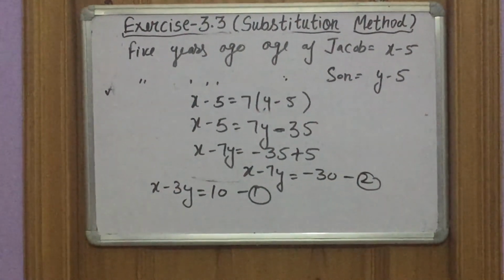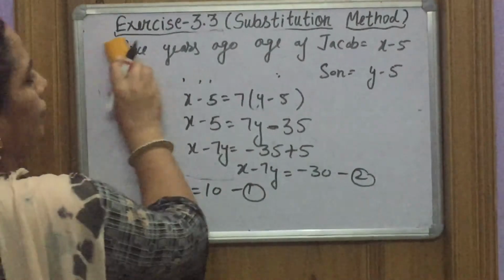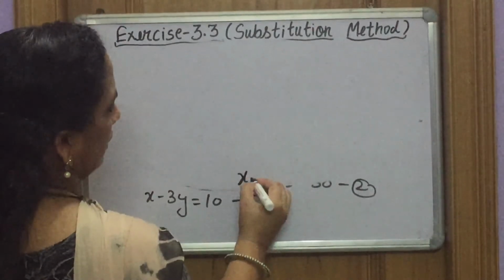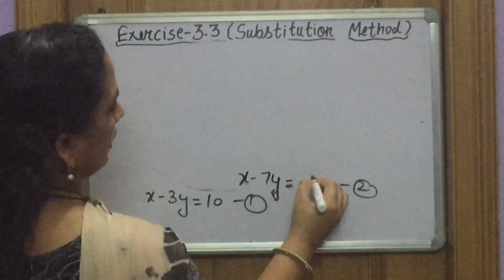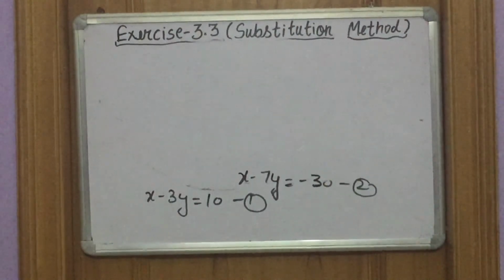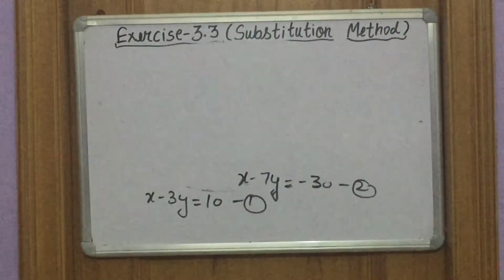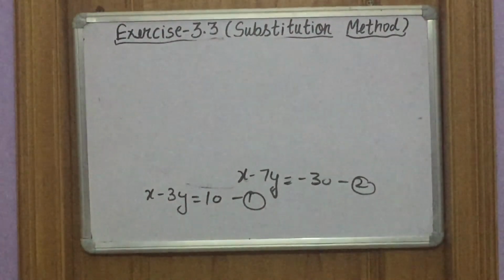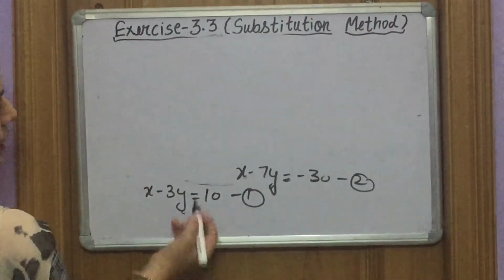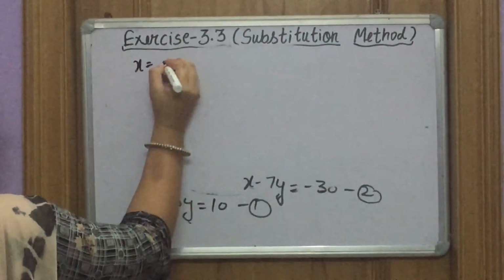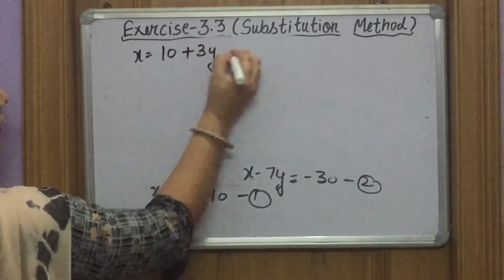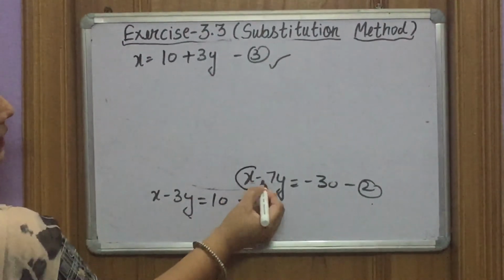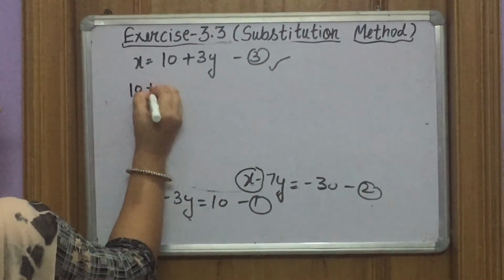So we have these two equations and now we will find out the age of Jacob and the age of his son by using the substitution method. So to use the substitution method, first of all, what will we do here? Find out the value of x from the first equation. So from the first equation, the value of x will be this one and put this value in the second equation. Replace x by 10 plus 3y.